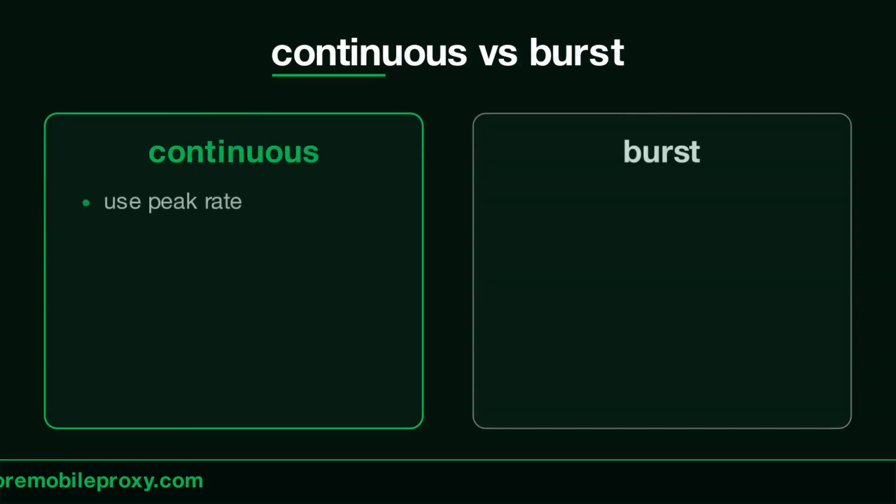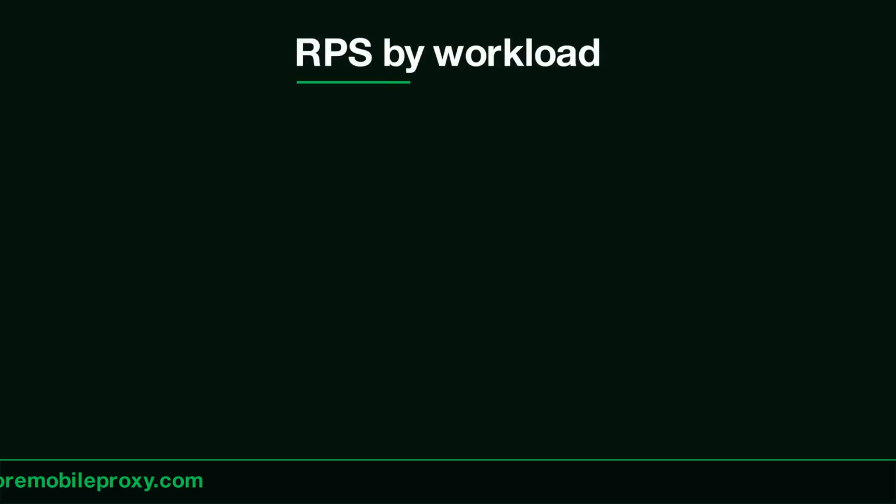The final number changes by 5 times to 10 times based on input choices that look minor. Miss your page weight by 2x, miss your average rate by 2x, and the errors multiply.